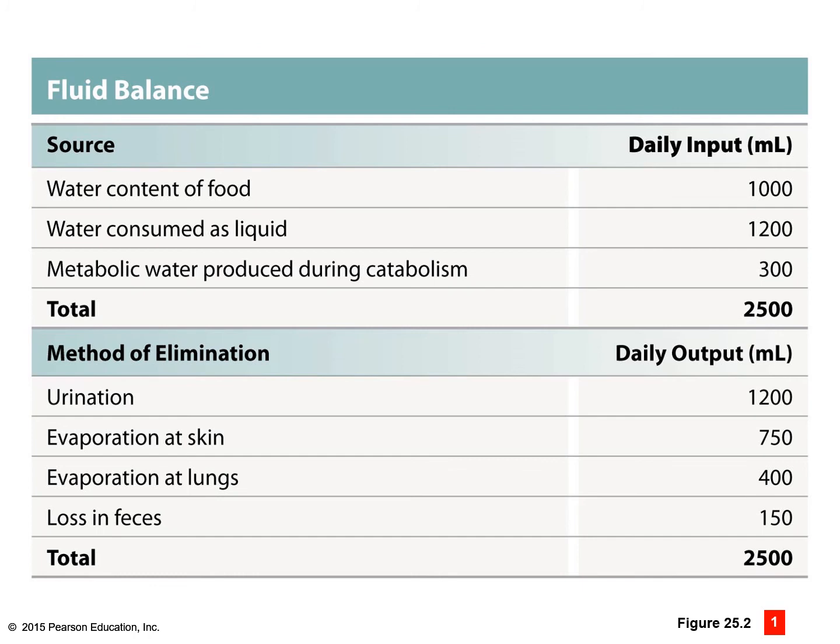Now, through elimination, we eliminate most of it through urination. Next is just through evaporation at the skin. Remember, the skin is a semi-permeable membrane. It's pretty water resistant, but it still does have some water loss. We have some evaporation at the lungs that occurs just from breathing, and we have a minor amount that is lost in the feces.